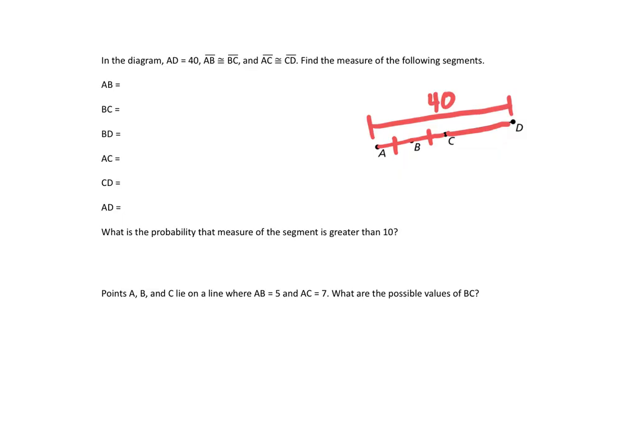The first one, and you don't always have to go in order, right? A lot of people think I got to do this one first and then this one second. Well, not necessarily. Start with the easiest one. The easiest one is the one that's given to us. AD is 40.